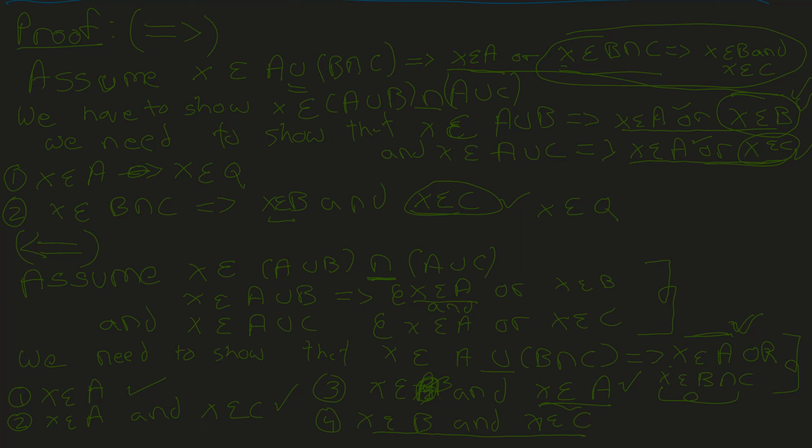That means that this case is true, but it doesn't mean that this case is true. But since this is an OR, we just need to show one of them is true. So when we're assuming the fourth case, x being part of B intersection C is true, but x being part of A is false. But since this is an OR statement and one of them is true, the whole statement is true, and thus we're done. QED. We are done with the proof.